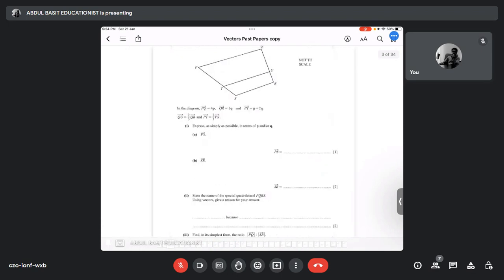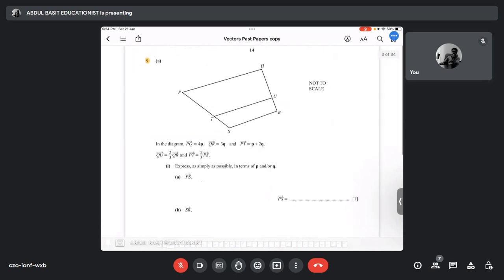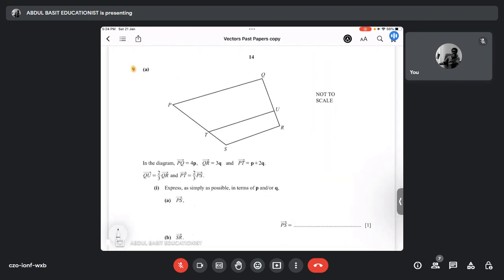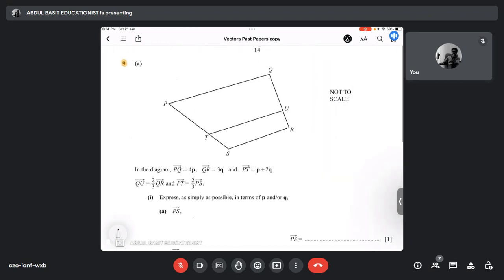Okay. Look at the next question. It's from the past paper, May June 2019. So Barira, please read the question slowly and gradually so that we can get the question.